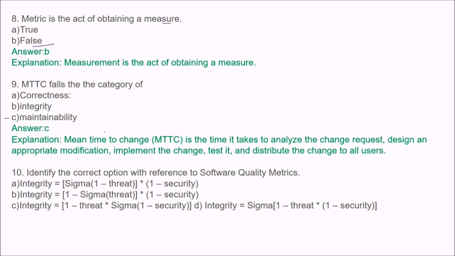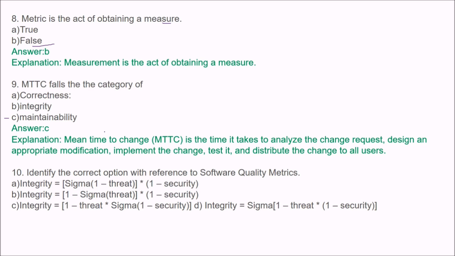So MTTC, mean time to change, is the time it takes to analyze the change request, design an appropriate modification, implement the change, test it for the change which is being done, and distribute the change to all users. This is mean time to change, MTTC.